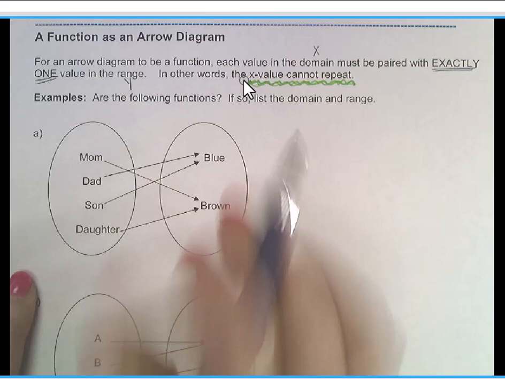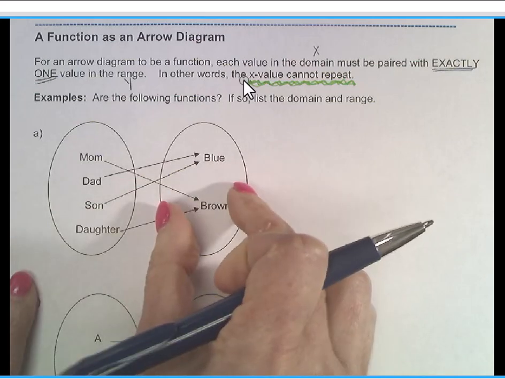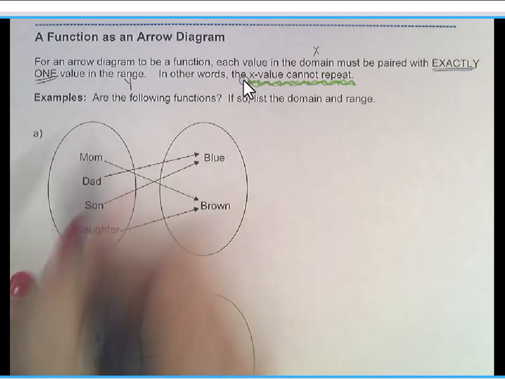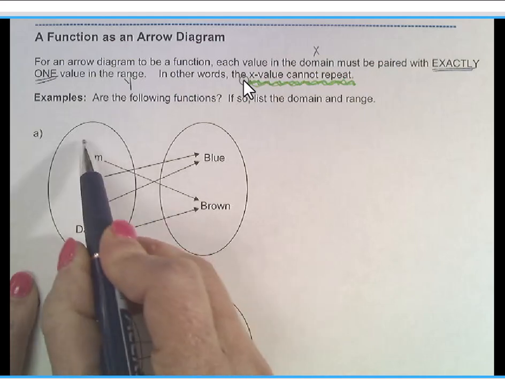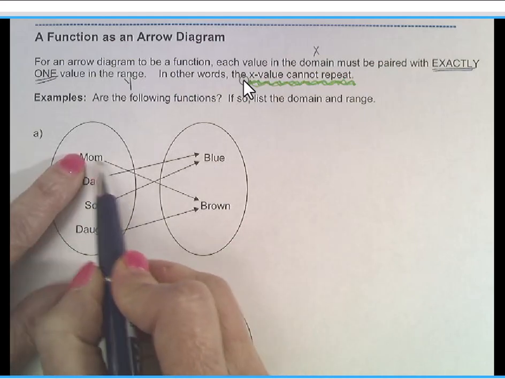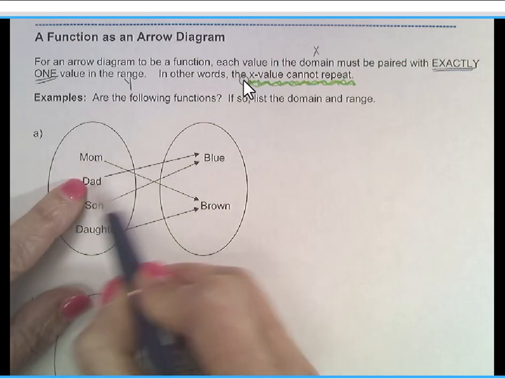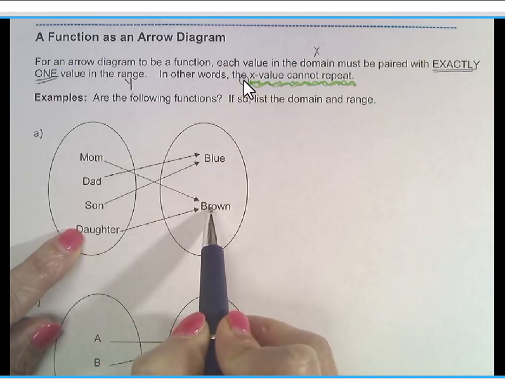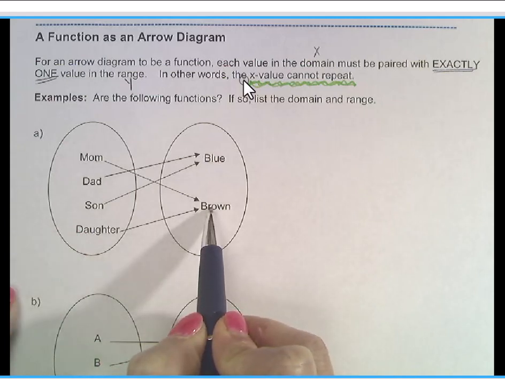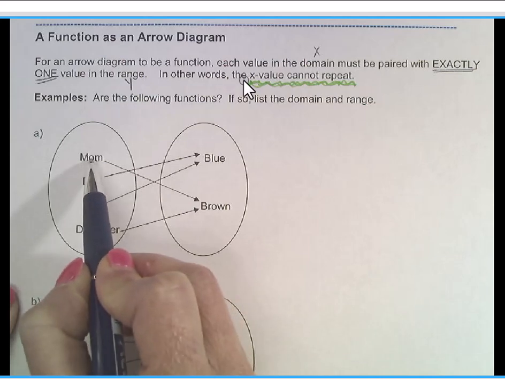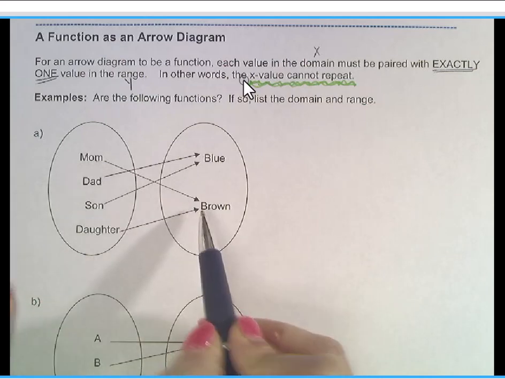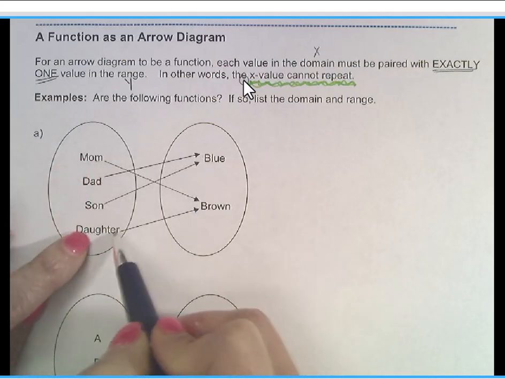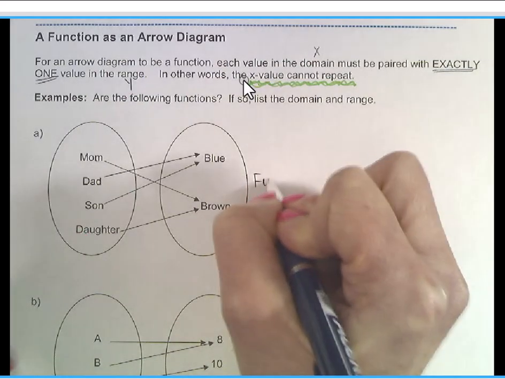So here are two sets. It's people and their eye color. It says, are the following functions? If so, list the domain and range. So we have the first set going to the second set. Mom has brown eyes. Dad has blue eyes. The son has blue eyes. The daughter has brown eyes. So the question is, does every single person have exactly one eye color? Mom has one eye color, dad has blue, son has blue, daughter has brown. This would absolutely be a function.